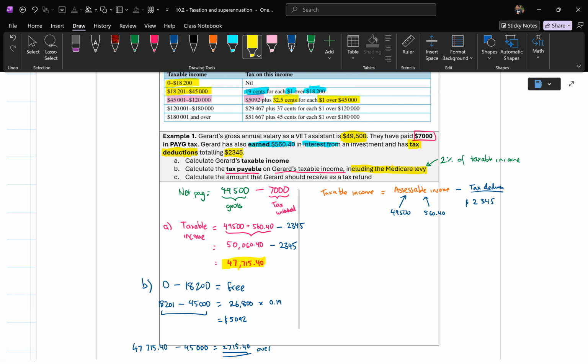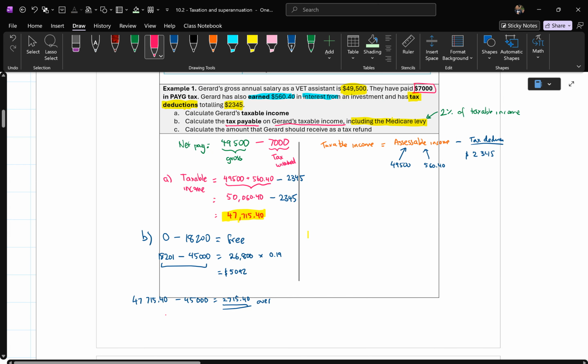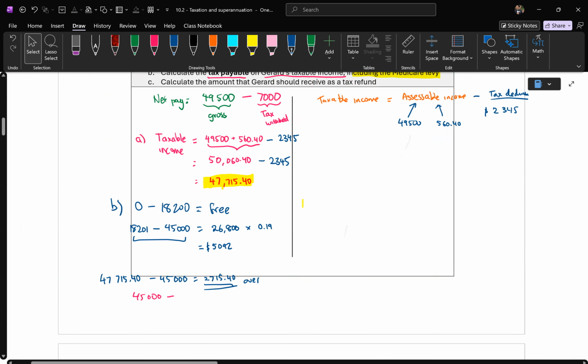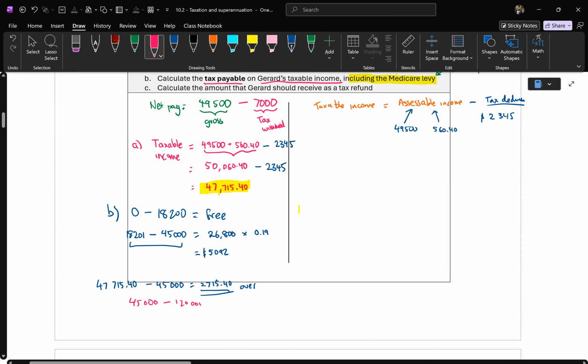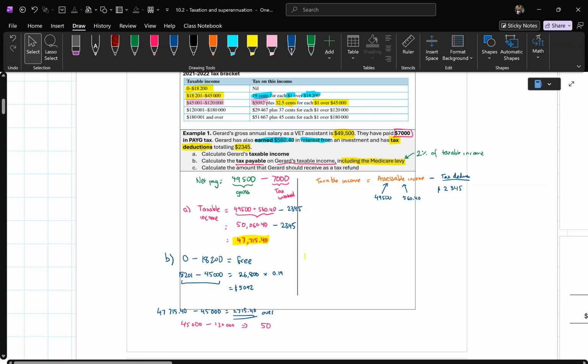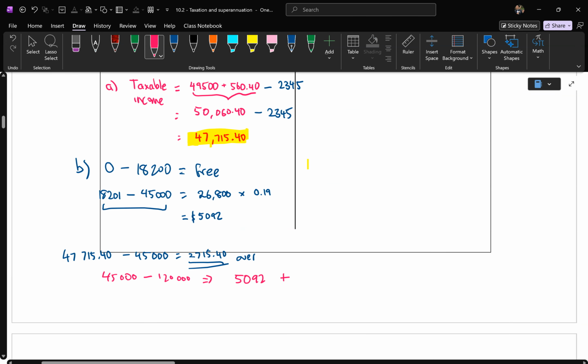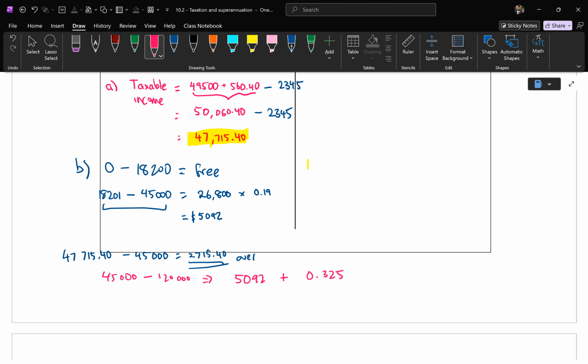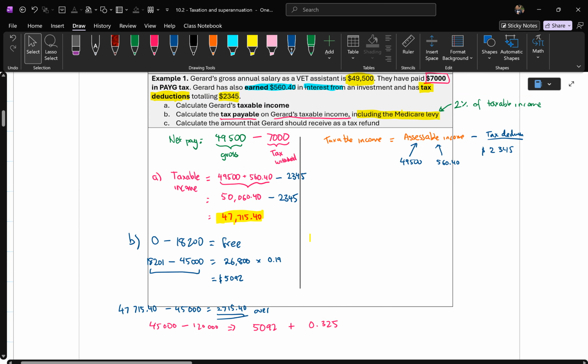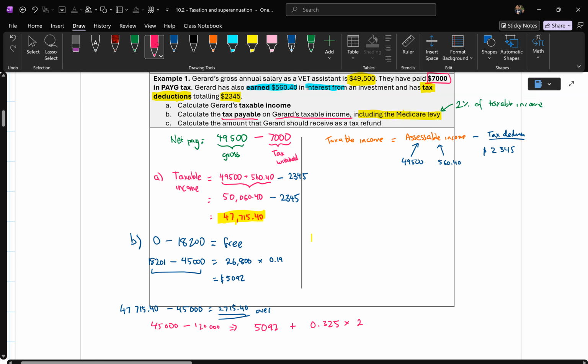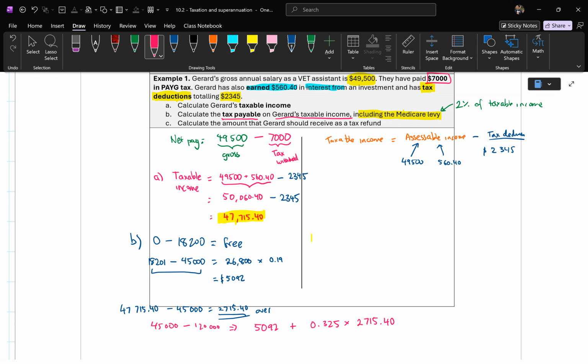So here we go. Next bracket is 45,000 to 120,000. You have to pay $5,092 plus 0.325. So that's 32.5 cents times the amount that you have extra. So $2,715.40.